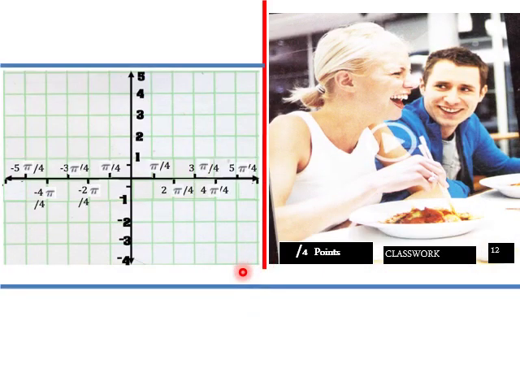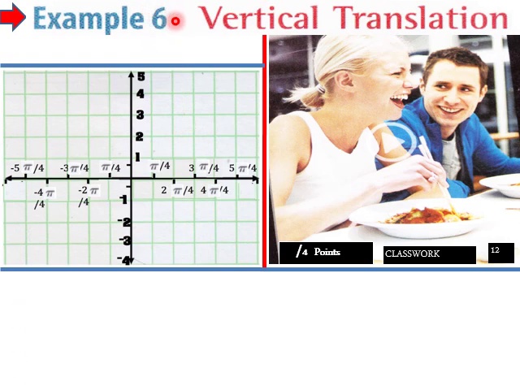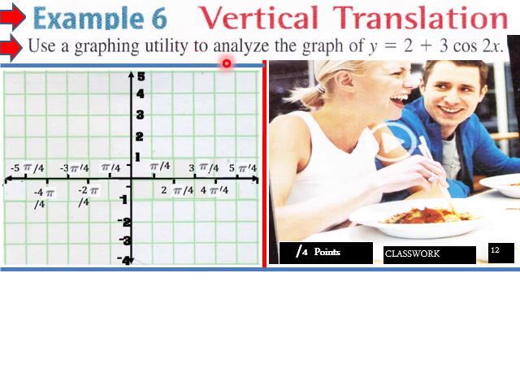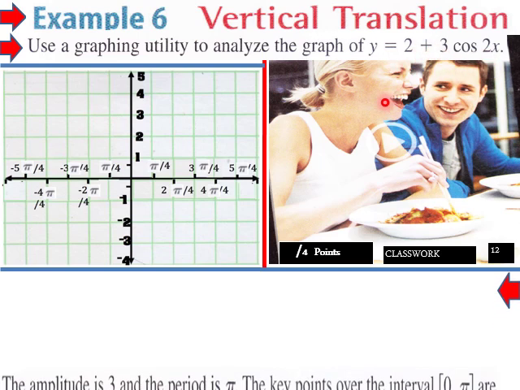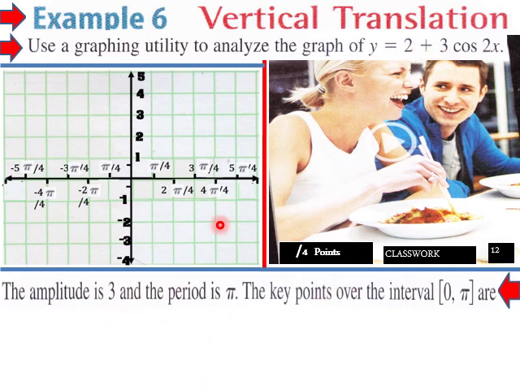Let's try one of these now. Vertical translations. Use a graphing calculator to analyze the graph y equals 2 plus 3 cosine 2x. So the amplitude here is 3. Here's our amplitude. And the period is pi. See, our period is 2 pi over 2, so it will be pi.